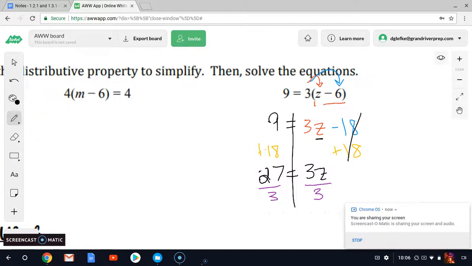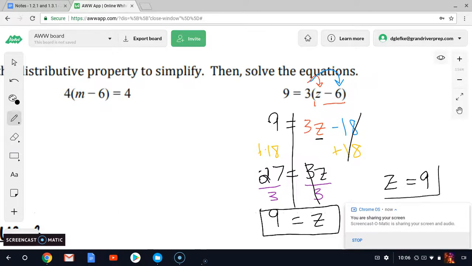And that means 27 divided by 3 is 9. We have our equal sign. Those 3's are going to cancel and give us 1. So we're going to have 9 equals z, and that is our answer. If you want to write it so the variable's on the left-hand side and write z equals 9, that is totally fine. Either or.